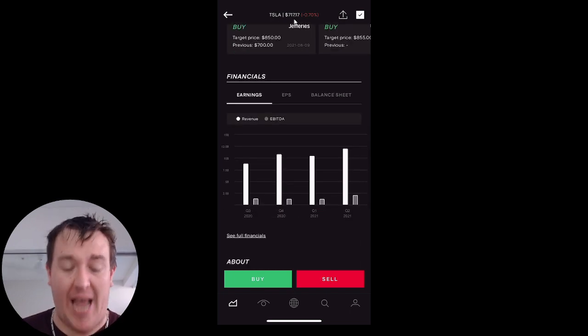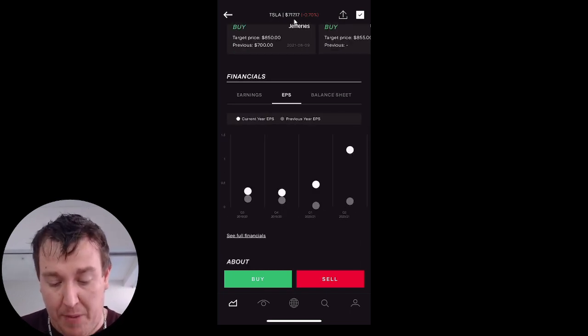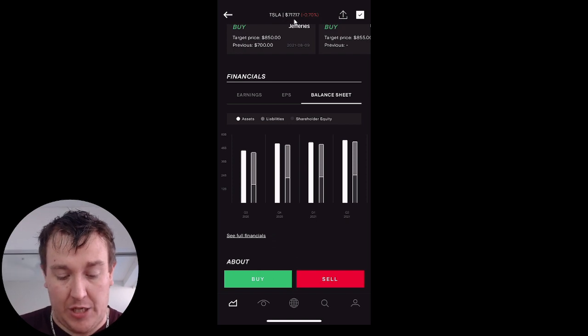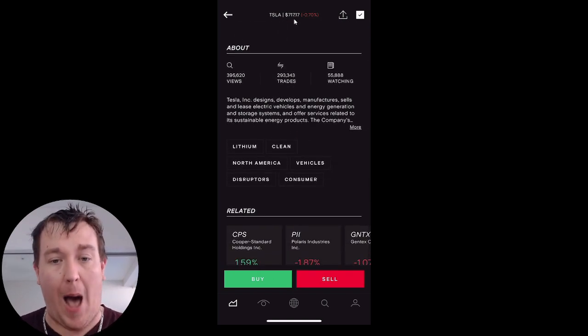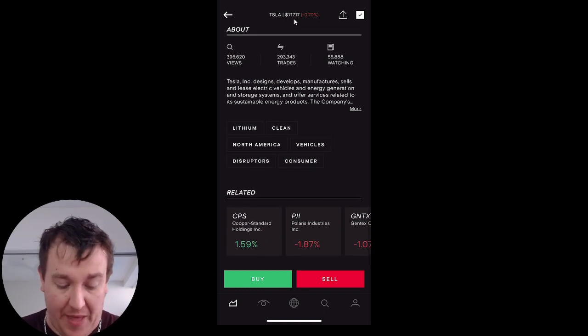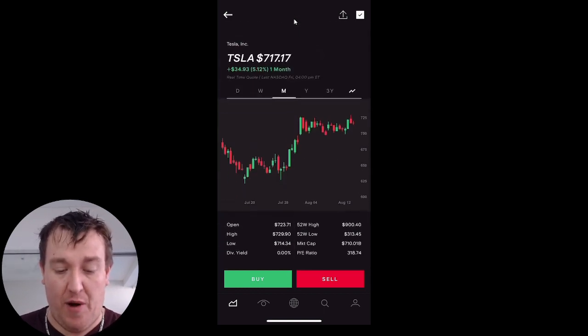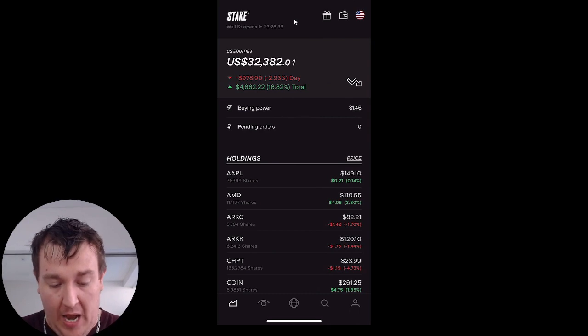You go into financials, you have earnings, EPSs. You can have a look at the balance sheets. You know, there's so much to get into. It goes into full detail about the company and what's happening. Then it has related stocks at the very bottom. That is just one stock. Let's jump in and have a look.